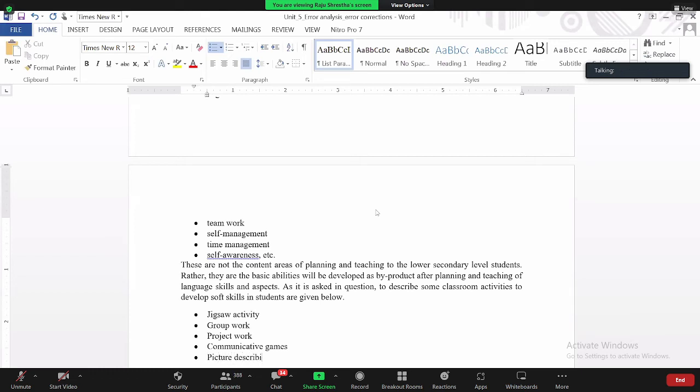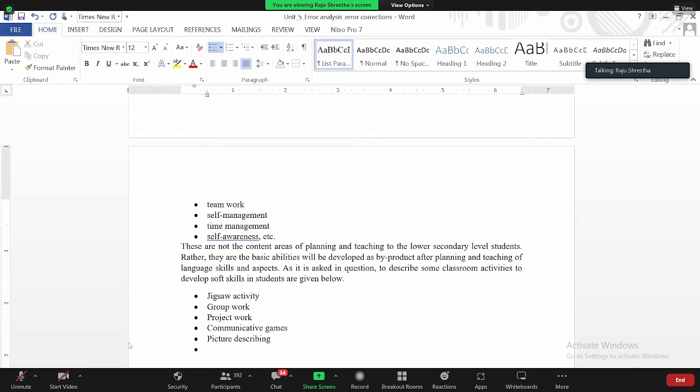Describing, because they critically view the picture. Then they share their ideas: picture describing, communicative games, project work, then problem solving activities, we can use, project based activities we can use. So these are a few to mention here. Let's go this way and write a little about this.